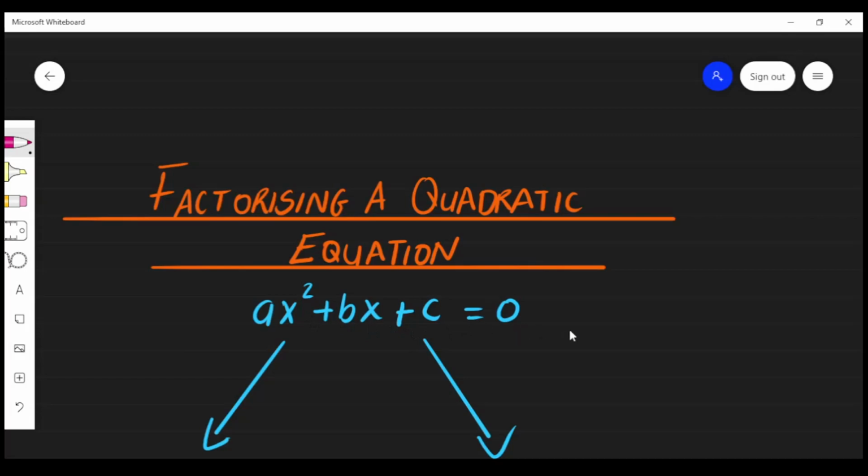Okay, so let's just have a look at a few examples. I need you guys to tell me, from the list that I've given you, which one of these is a quadratic equation in its general form.